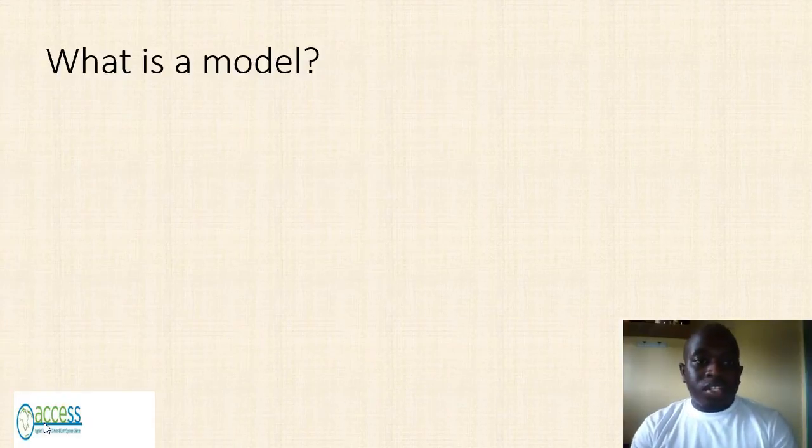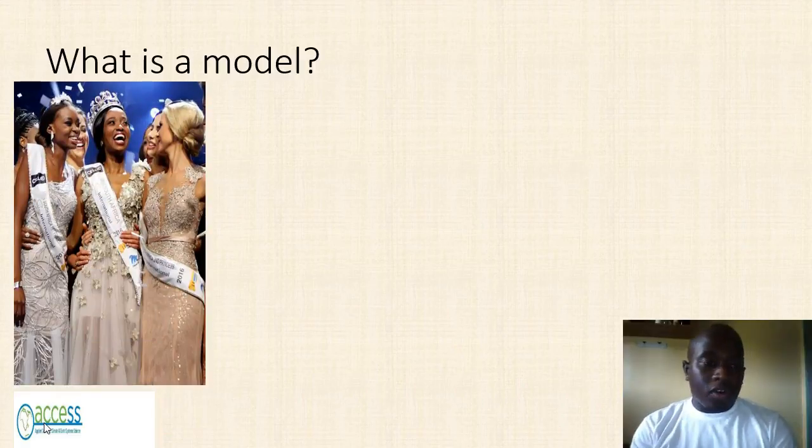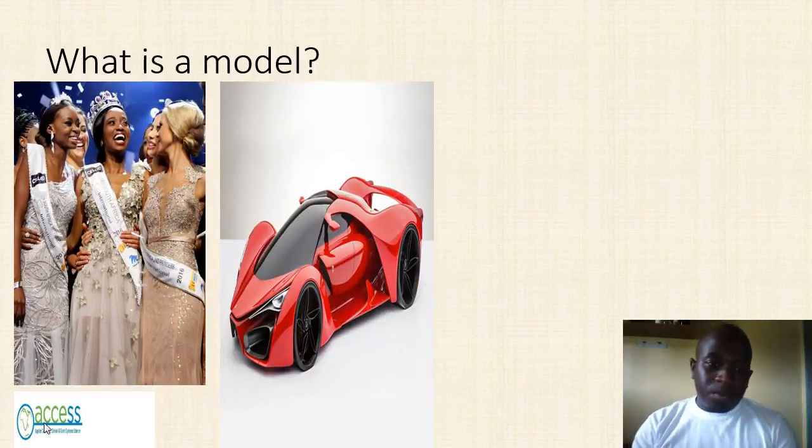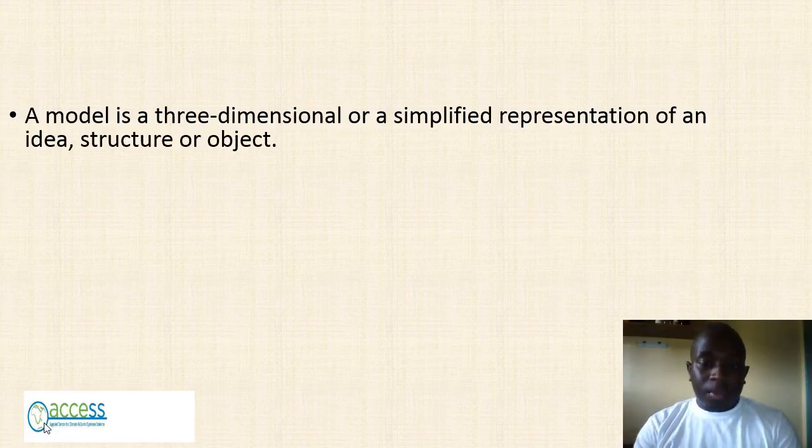Now, what is a model? Whenever we talk about a model, many people think of different things. Some think of a beauty pageant. Some people will think of a brand new Ferrari, a new model which Ferrari has made, a BMW or a Benz, and some people, the climatologist, will think of modeling of the climate system. So a model is a three-dimension or simplified representation of an idea, structure, or an object.